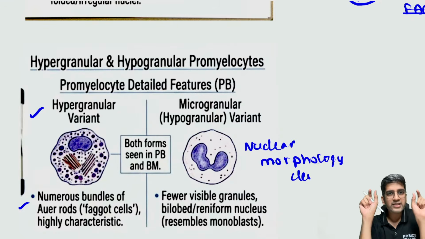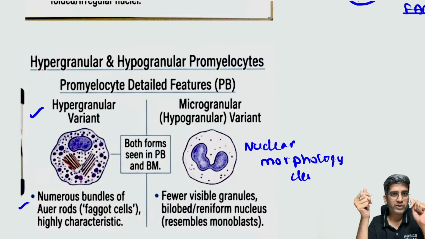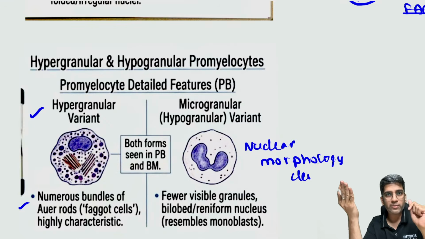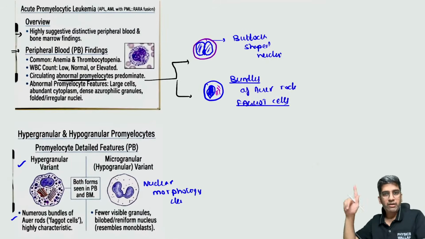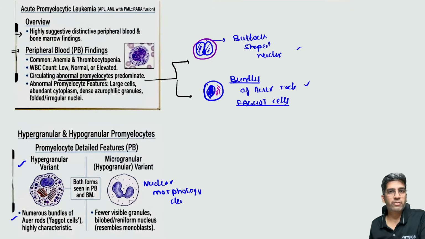I do have 2 variants, hypergranular variant of promyelocytes and hypogranular variant of promyelocytes. In the hypogranular variant, I see the nuclear morphology. In the hypergranular, I see Auer rods and others. Okay, perfect. But these 2 findings are a must. Even if you don't mention hypogranular, that doesn't matter here. That's what I'm going to see in the peripheral smear.